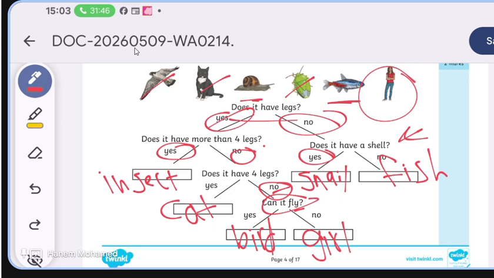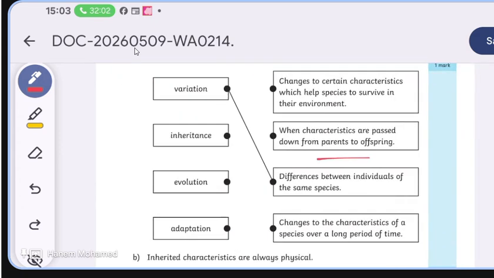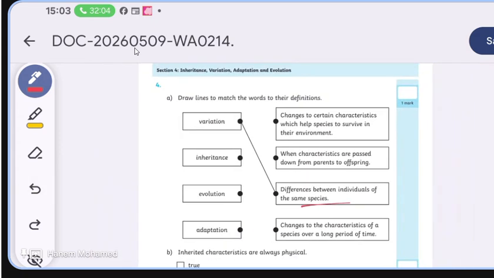The fish. So this is how we can classify. Sorry, we use an identification key. We ask a question to classify them into groups. Turn the page. So Jana, draw lines to match the words to their definitions. Variation, he said, difference between individuals of the same species. Variation, it means they are different even if they are the same species. Inheritance. Inheritance, it means you can have the same color as your mother. You have the same length, maybe the skin, and so on.